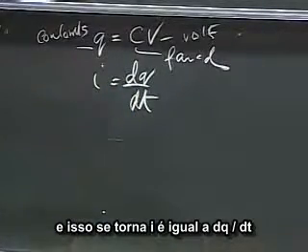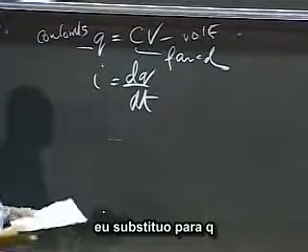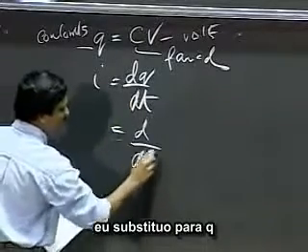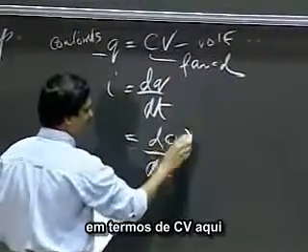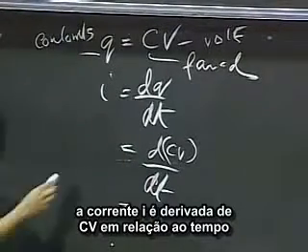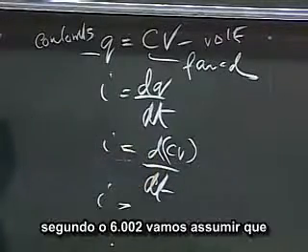And that becomes I is dq by dt. So the current at any given time is dq by dt. And so I substitute for Q in terms of CV here. That's what I get. Okay, so the current I is d by dt of CV.